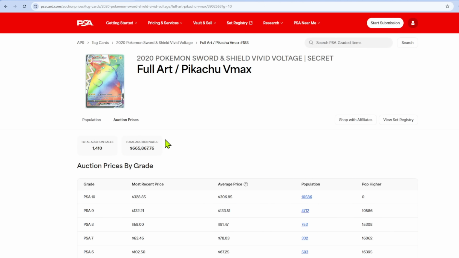So I picked Pikachu because it's very popular at the moment. A lot of Pikachu cards are taking off and are in absolutely silly territory. So this is the one from Vivid Voltage. This was the chase of Vivid Voltage. This set was a victim of mass printing.